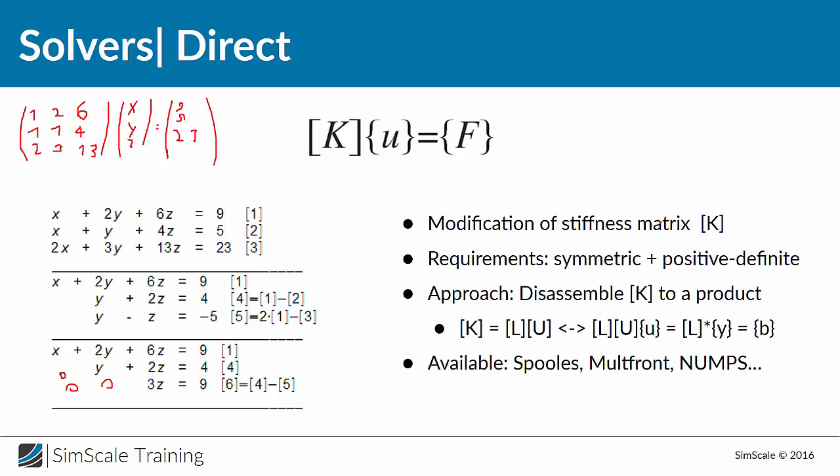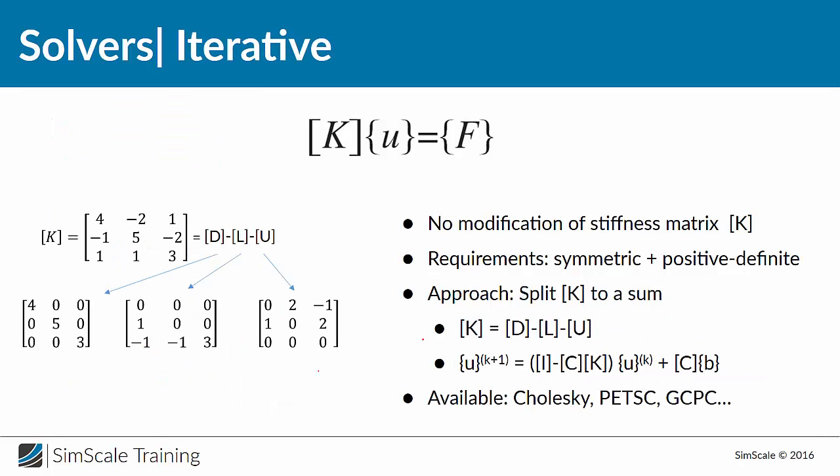And in the end, since numerically this direct approach would lead to a lot of problems, they use a slightly different approach. They disassemble the matrix K into a product of two matrices, the product of L and U, and then the matrix U and displacement vector U are replaced by vector Y, and then in the end we are solving this equation system. And on the platform you have different types of direct solvers available, like spools, multifront, and nums, and I would suggest to start with multifront, and if this is not stable enough, use nums.